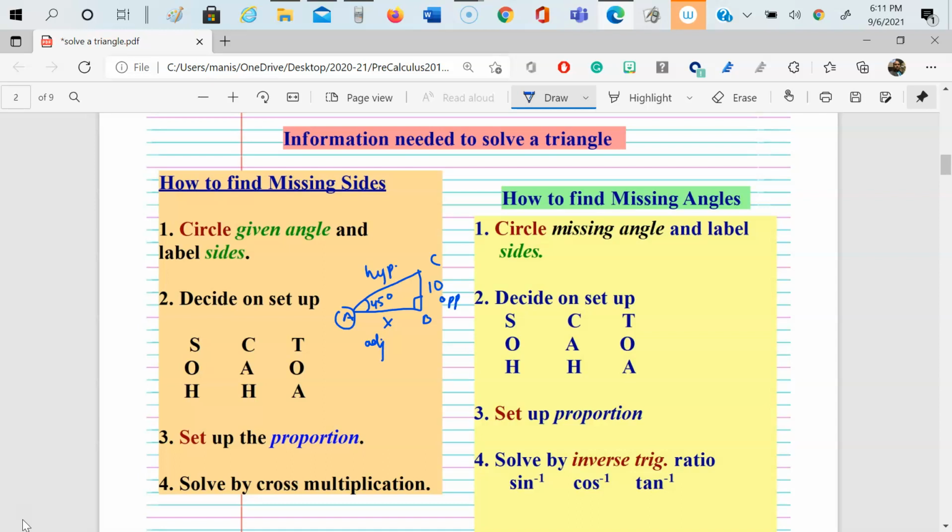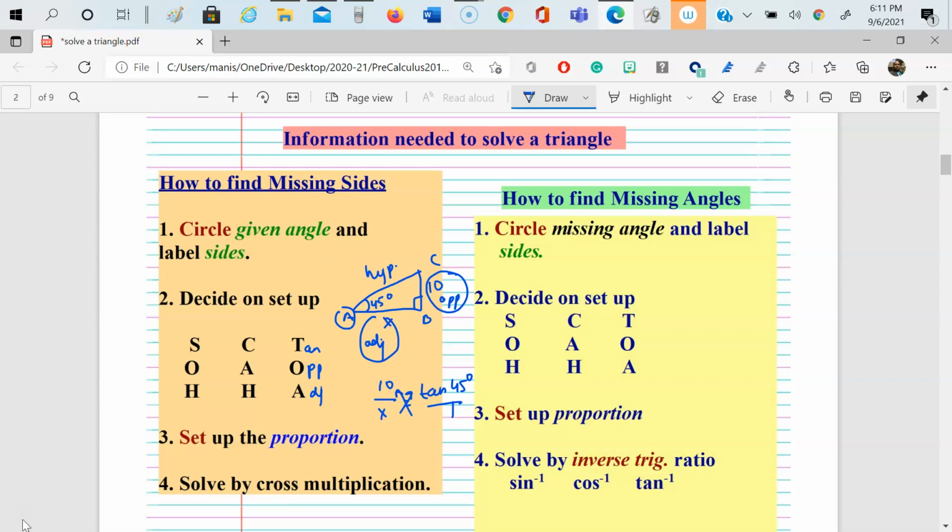Decide on the setup. Since this is your known quantity and this is your unknown quantity, opposite over adjacent is what? Tangent, as we all know. So we will set up a proportion with this. The proportion will be 10 over x is equal to tangent of 45 degrees. Since this is a proportion, you will cross multiply and find the value of x. This is something we learned in the previous concept.